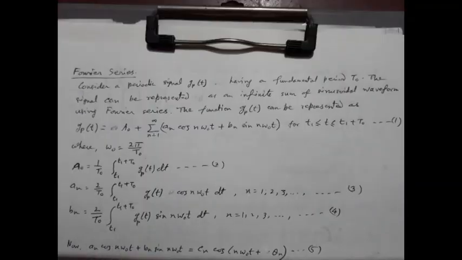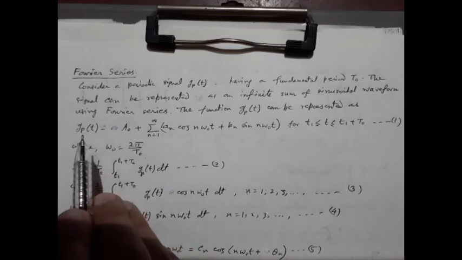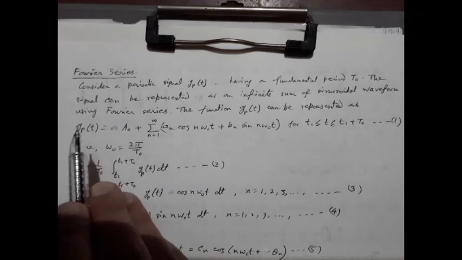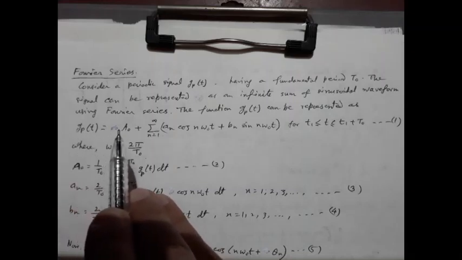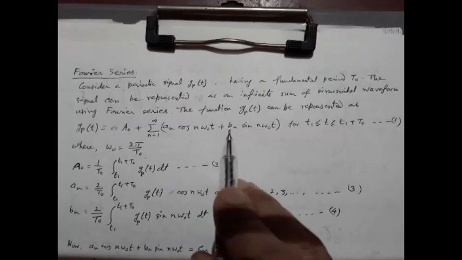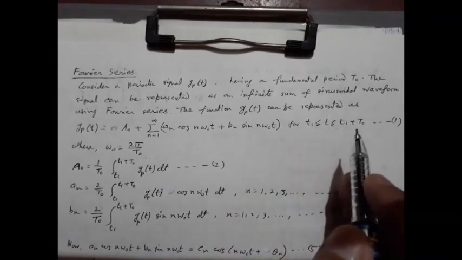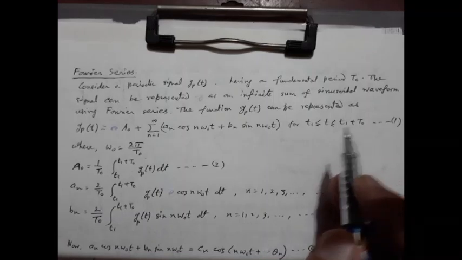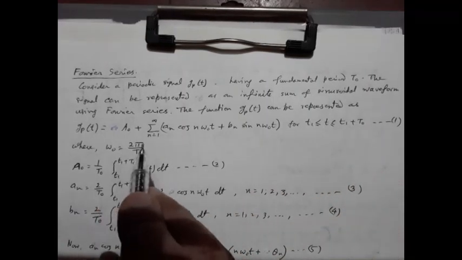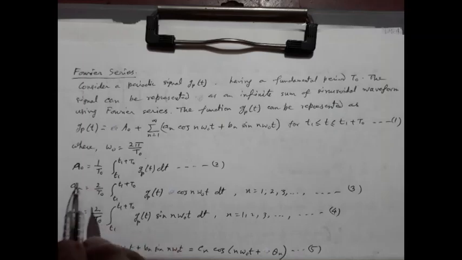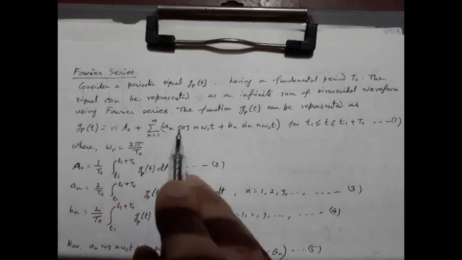Now consider the Fourier series. Any periodic signal may be represented by an infinite series. So g(t) is a signal that can be expressed as a0 plus summation n equal to 1 to infinity an cos n omega 0 t plus bn sin n omega 0 t, within a limit of t1 to t1 plus t0, where omega 0 is 2 pi by t0. We can determine these coefficients a0, an and bn in this way.